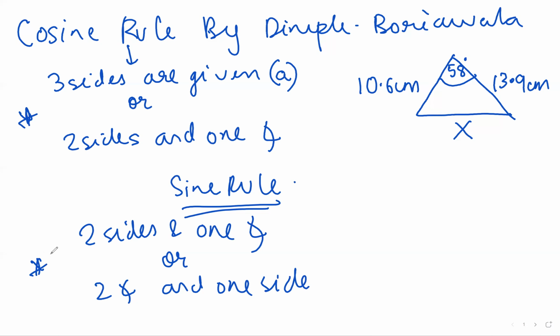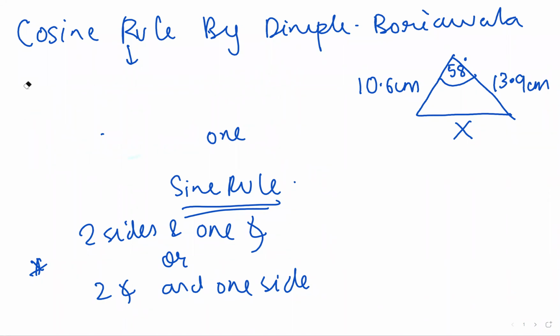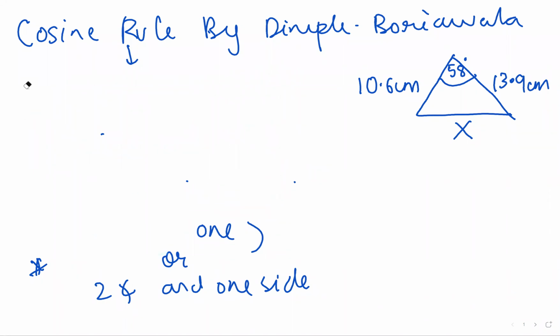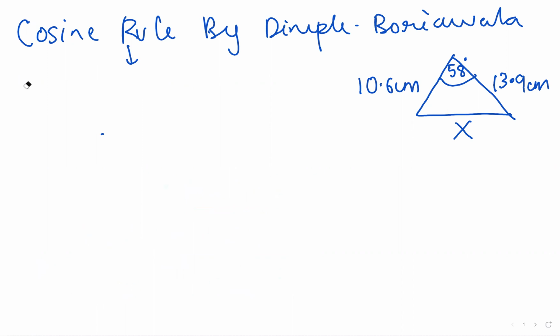In this, the basic formula for cosine rule is a square is equal to b square plus c square minus 2bc cos A.